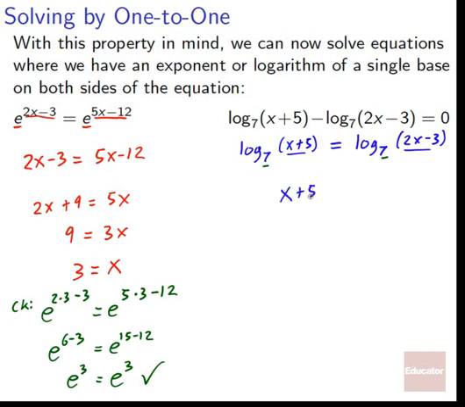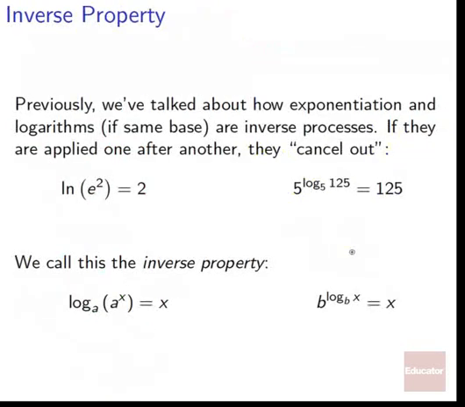So we have x plus 5 equals 2x minus 3 by this one-to-one property. We can add 3 on both sides, and we'll get x plus 8 equals 2x. We can subtract x on both sides. We'll get 8 equals x, and there's our answer. And if we wanted to, we could check that one the same way.